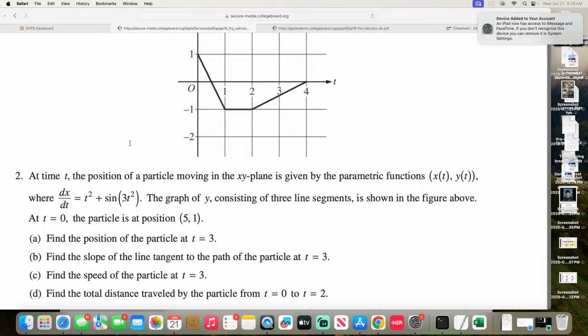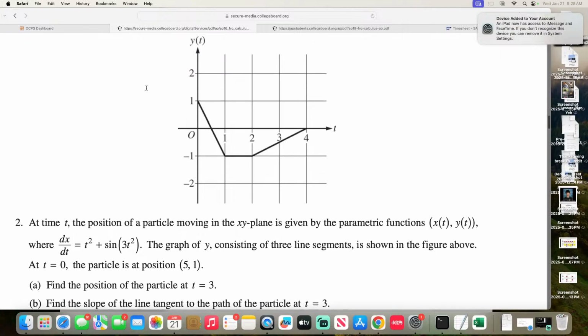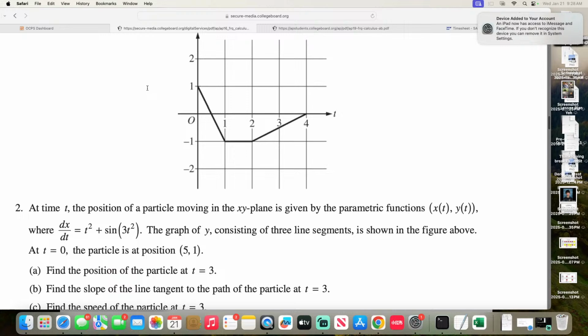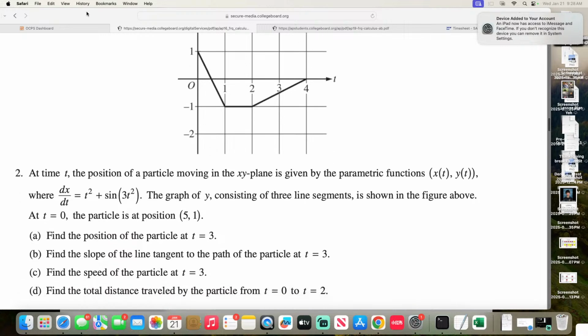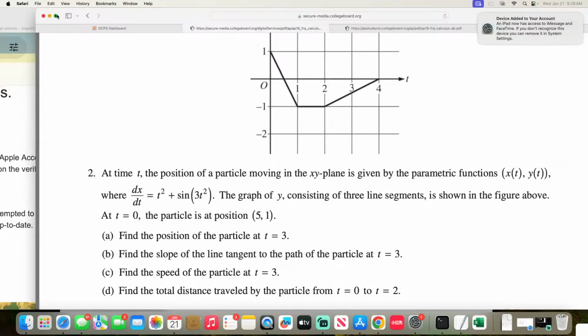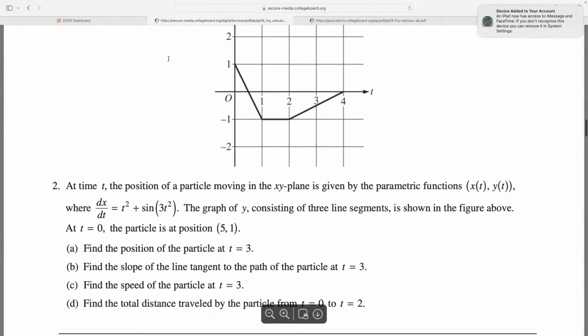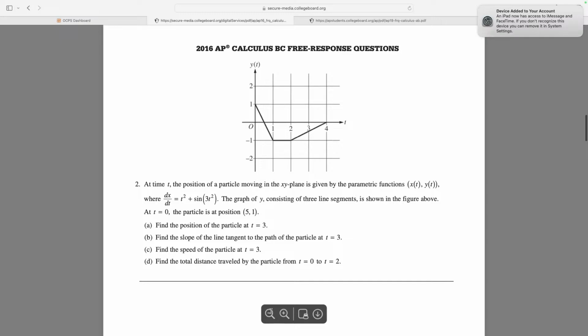Parametric functions. You don't even need to know how parametric works, but just know there's 2 directions. Okay, so hold on a second. So this is y of t though. y of t. Yeah, dx/dt. So there's 2 things. So here. Okay, so take a picture of that and we're going to move on.